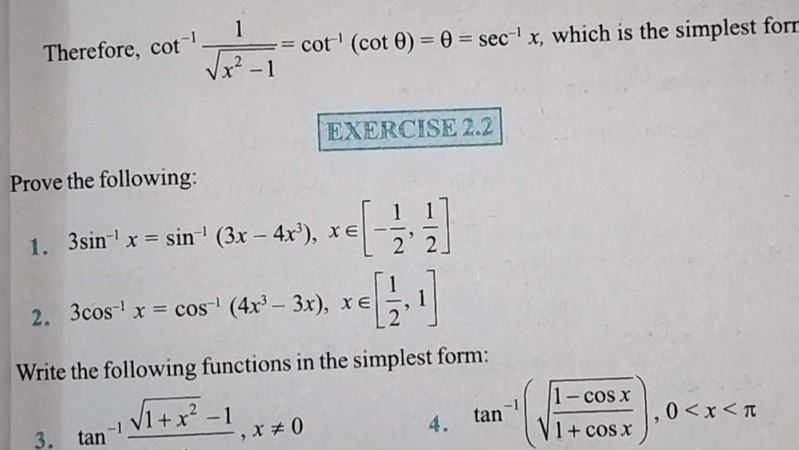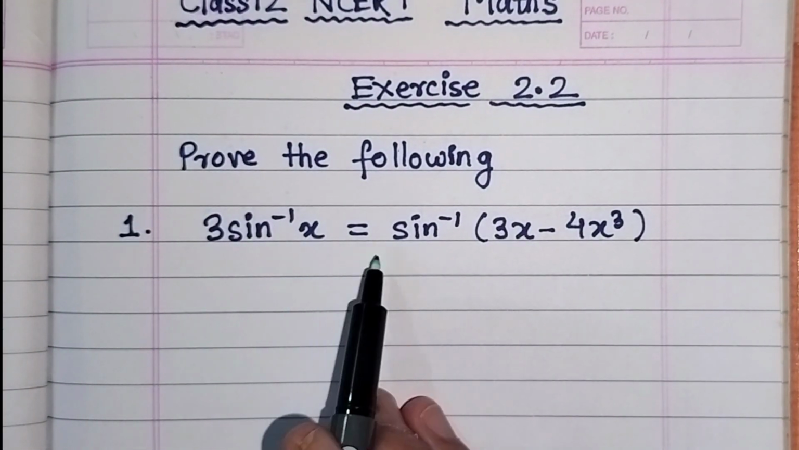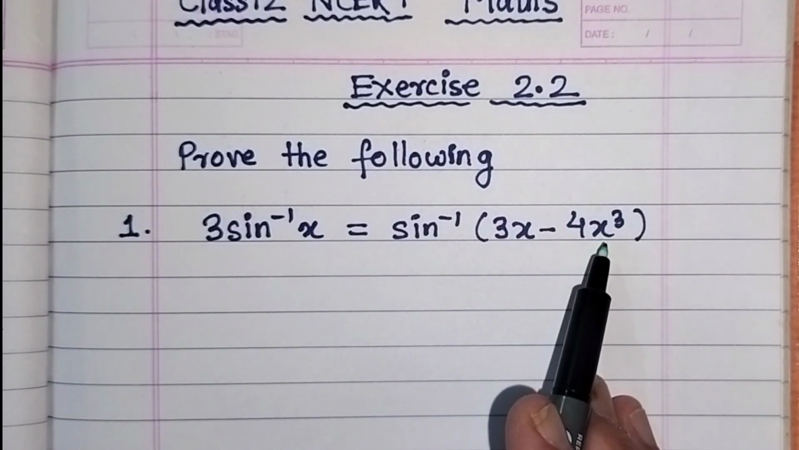In this video we are going to do exercise 2.2. Okay, so let's start with the first one. As you can see, the first question is you have to prove the following, where we have 3 sine inverse x is equal to sine inverse of 3x minus 4x cube.